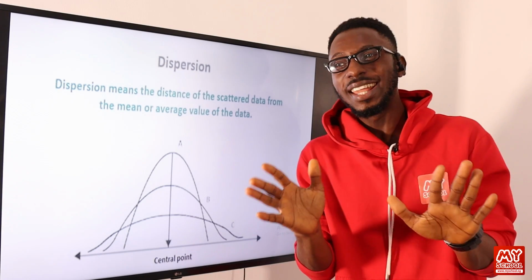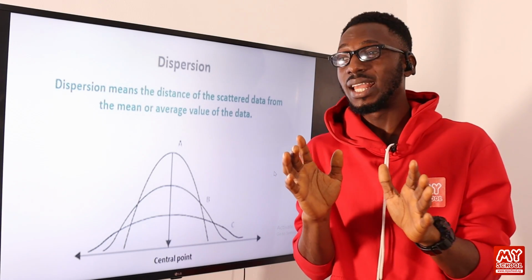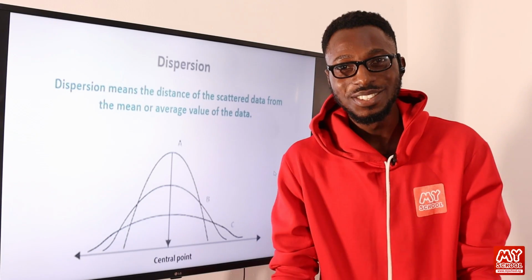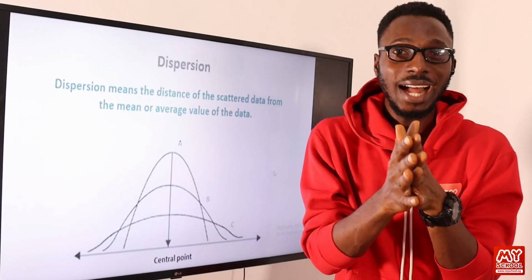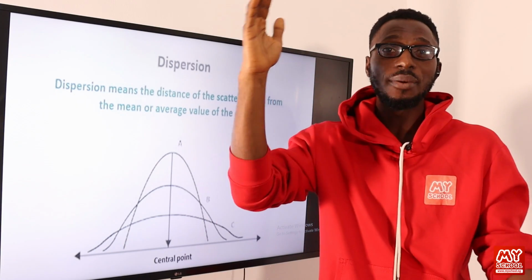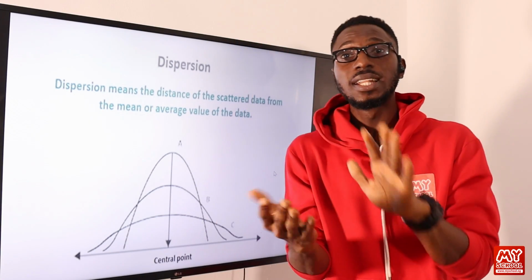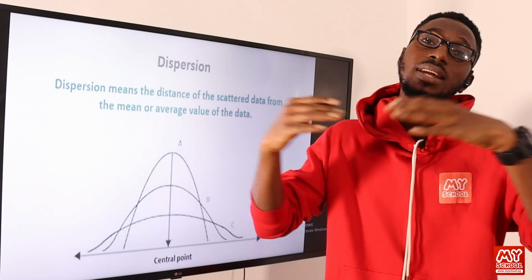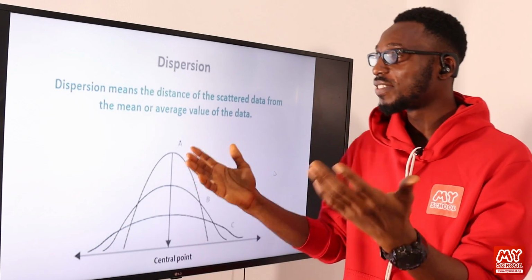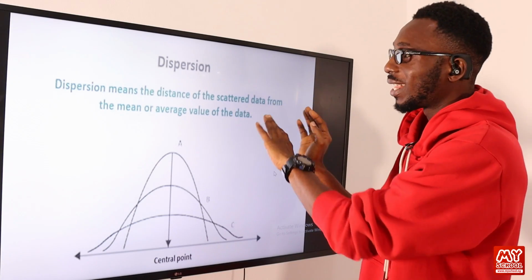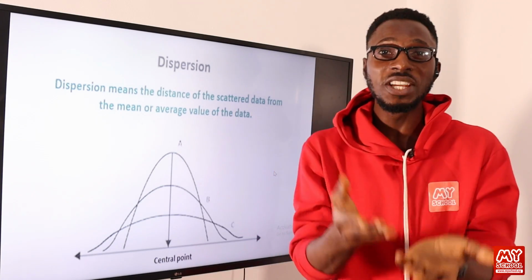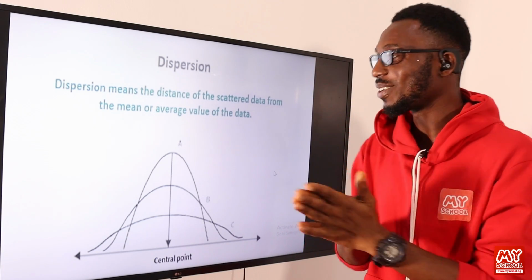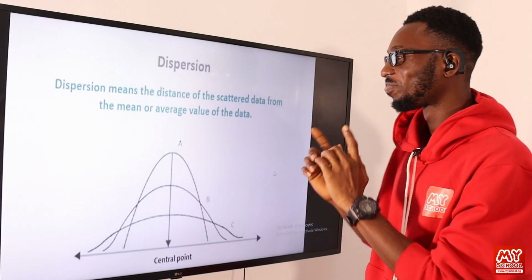In simple terms, you can just say distance from the center. Do we see that now? You are looking at how similar a set of values are to each other. The more similarity, the less dispersed they are. The lower the similarity, the more dispersed they are. So the measure of dispersion is just the distance of scattered data from the mean or the average value of the data, or from the measure of central tendency. So let's move on to the next slide.